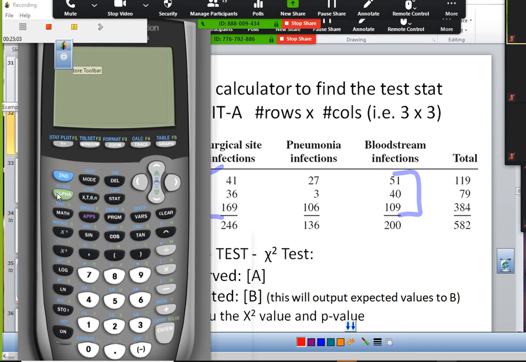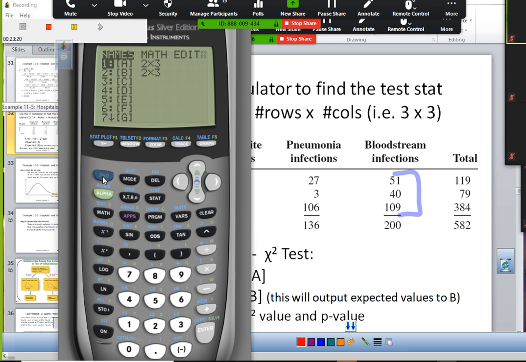That means we're going to turn it on, clear. All right, so second, and if you go down to the fourth one down here, you see the little matrix in blue right here in the corner? Hit that. So second matrix is what brings us up, because it's the blue one up there. And then go over to edit. So right arrow over to edit, and we want the first one, we want A. So hit enter on A.